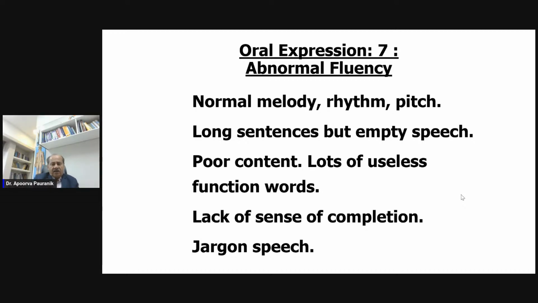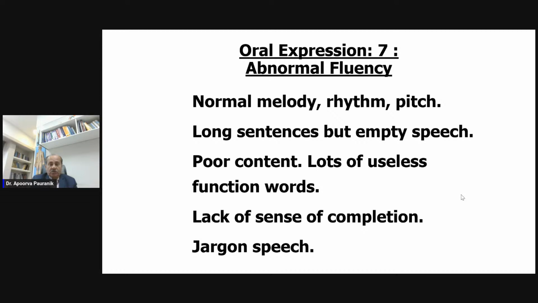There is the other end of fluency which is seen in Wernicke aphasia. One was Broca aphasia, non-fluent. Then at the other end we have Wernicke aphasia in which they have high fluency. It is a fluent aphasia. And if you listen to them from a slight distance, it would appear as if they are having normal melody, normal rhythm, normal pitch. They will have long sentences but empty speech, poor content, lots of useless function words, lack of sense of completion.